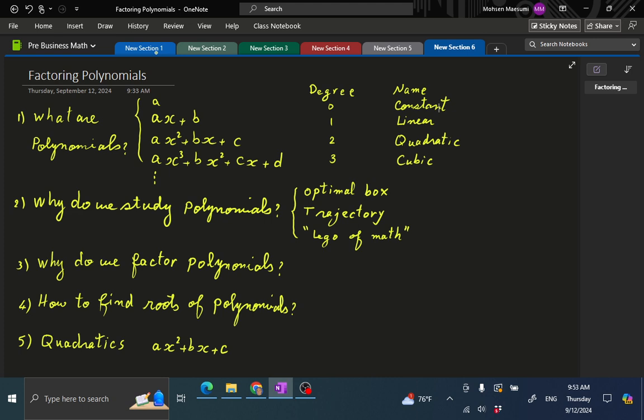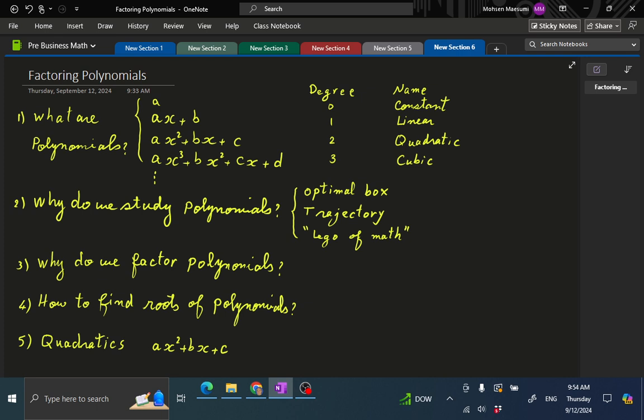So we have 5 questions here and we try to answer some of them in this lecture and some of them in the next one. So first, what are the polynomials? I've written some examples. Next, we are going to look at why we study polynomials, and I'm going to mention some reasons for that. Then, why do we factor polynomials? This is a topic that we have here. Why are we after this topic?